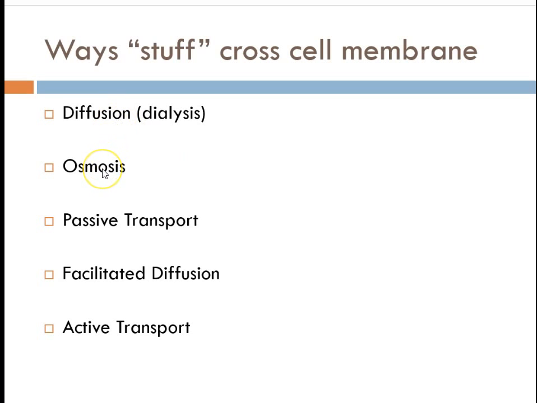Diffusion, osmosis, passive transport, and then active transport are the ones that we're going to cover. Facilitated diffusion is kind of in this method where they all sort of move across, but let's just talk about the simple ones.